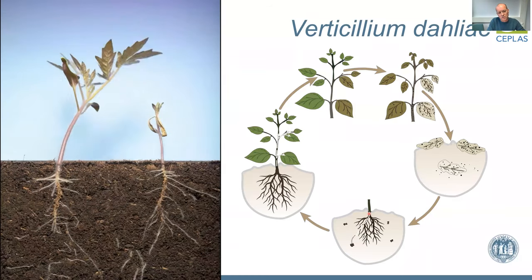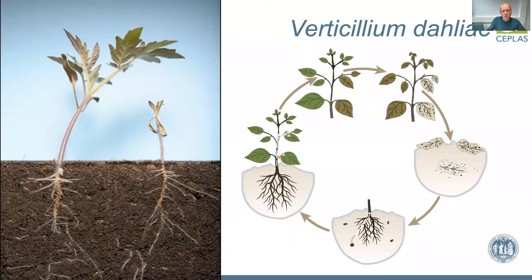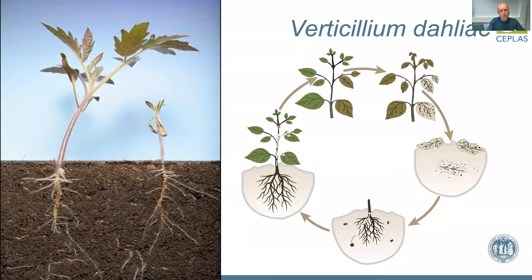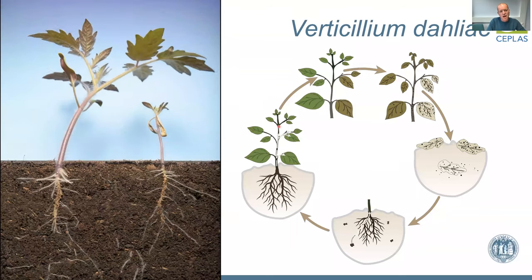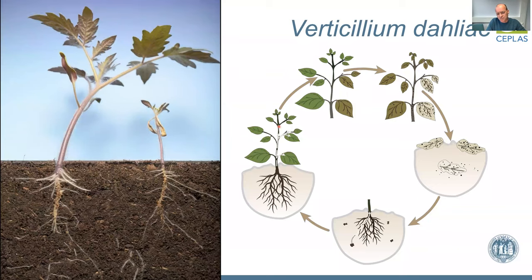That's then where the fungus starts to sporulate, and that's how the fungus starts to spread throughout the plant, also to the above-ground tissues. And you can clearly see that this impacts the development of the plant.